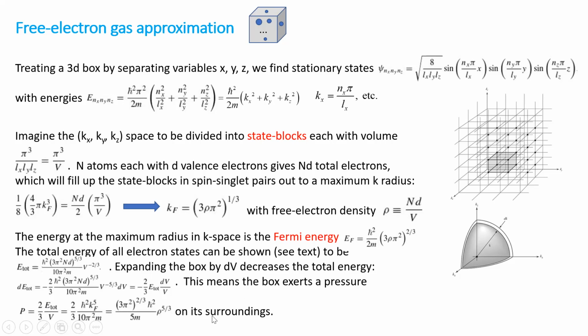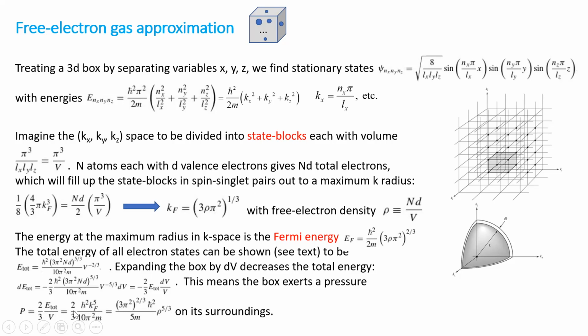Okay, that's even though we haven't talked about temperature or vibration of atoms or electrical interactions or anything. All we've talked about is the fact that the electrons are filling up states according to the fermion, the Pauli exclusion principle. Okay, so we can write this 2/3 E total over V in several forms here, which you can look at the textbook to verify if you like.